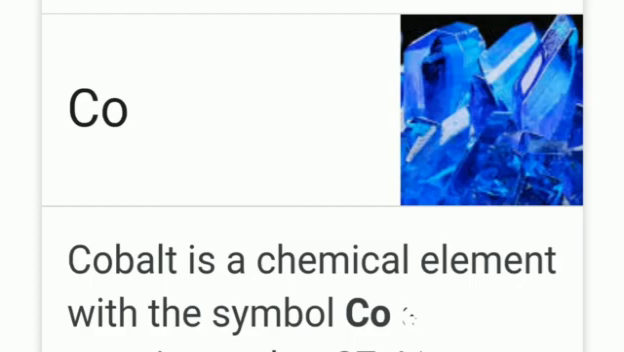So children, be very careful while writing capital and small letters of different formulae. When I am talking about CO, that is both the letters are capital, then it is carbon monoxide. It's a compound. And when it is C capital and o small, it is the symbol of an element called cobalt. So it makes a lot of difference whether you are talking about a compound or an element.